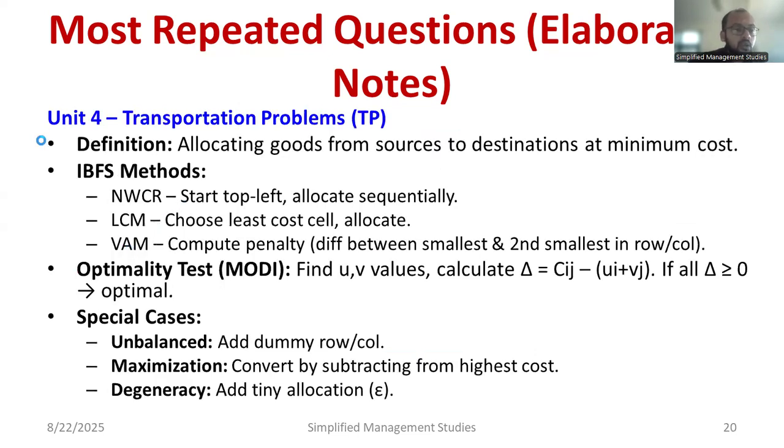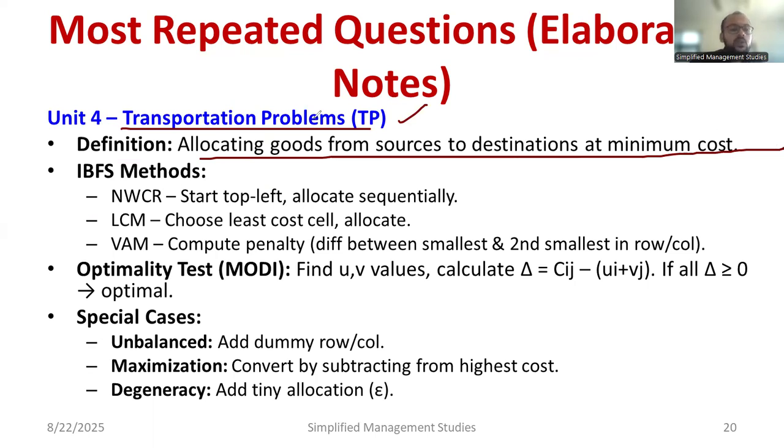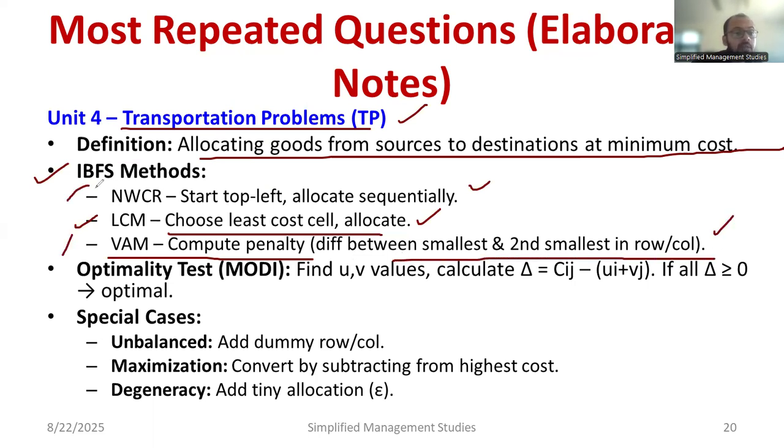Coming to unit number 4, it is very, very important for operations engineers, especially the transportation problem. Allocating goods from sources to destinations at minimal cost is known as the transportation problem. The IBFS methods: one is the Northwest corner method, start at top left and allocate sequentially. Second is the least cost method, choose the least cost cell and allocate. Then VAM method: compute the penalty, the difference between the smallest and second smallest in each row and column. These are the different methods that come under IBFS.